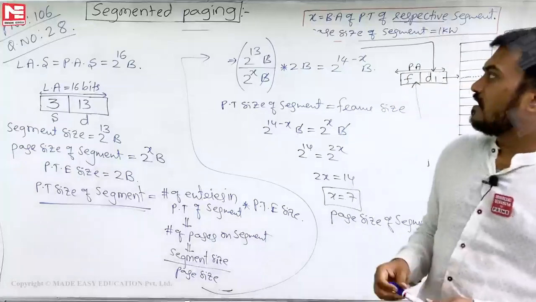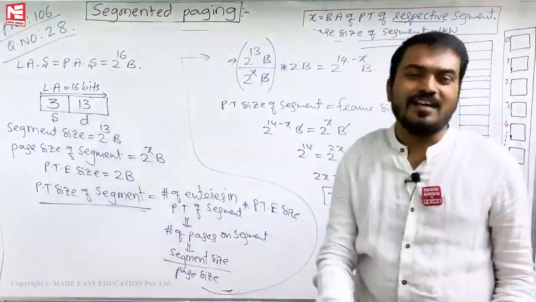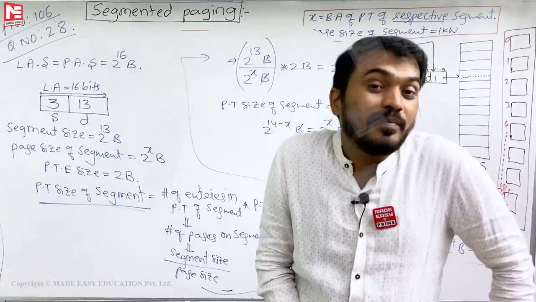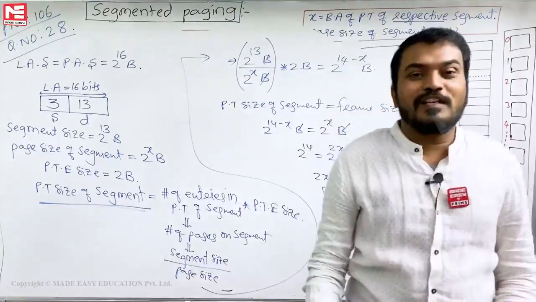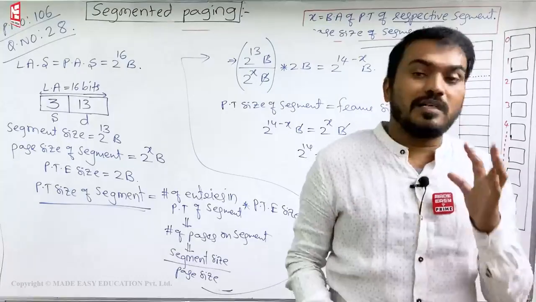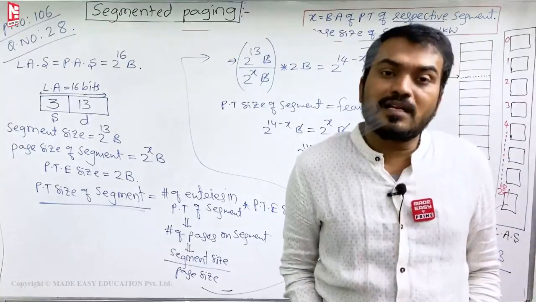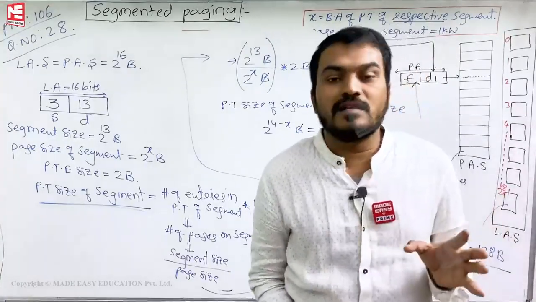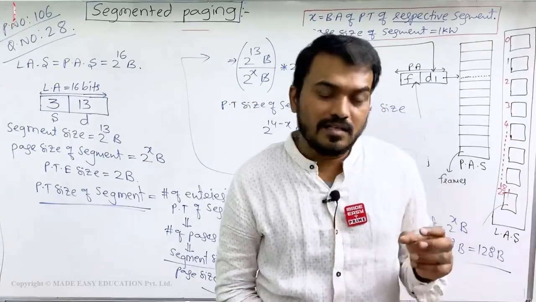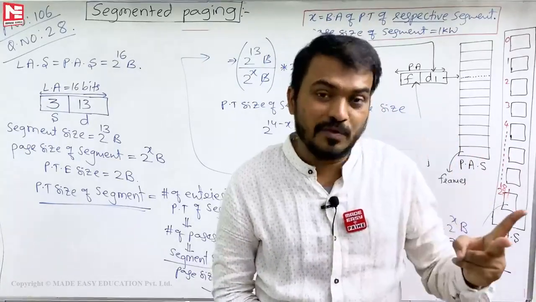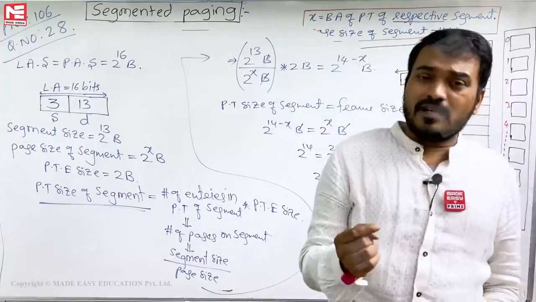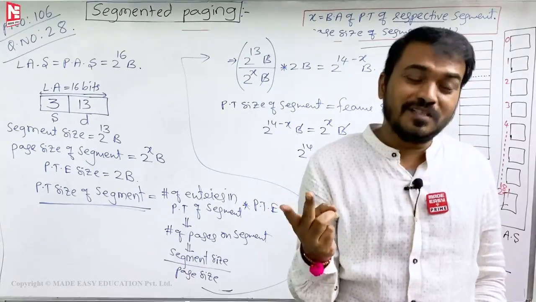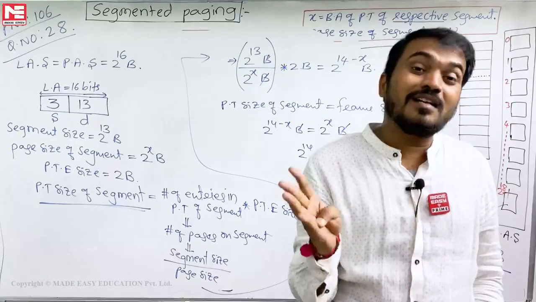So that is segmented paging. Is that clear? With this, we have completed memory management techniques. If you observe, memory management techniques are categorized into two types: contiguous and non-contiguous. In the contiguous, the different types are fixed partition scheme and variable partition scheme. In the non-contiguous, paging, multi-level paging, inverted paging, segmentation and segmented paging.